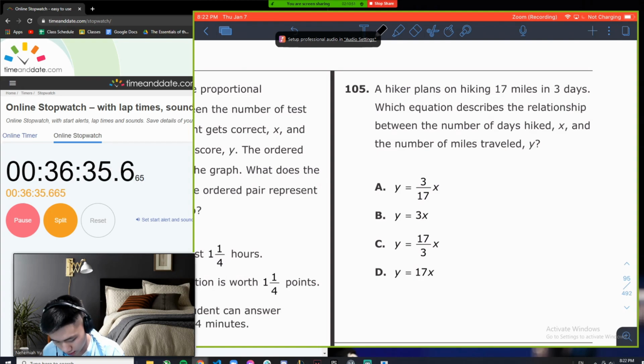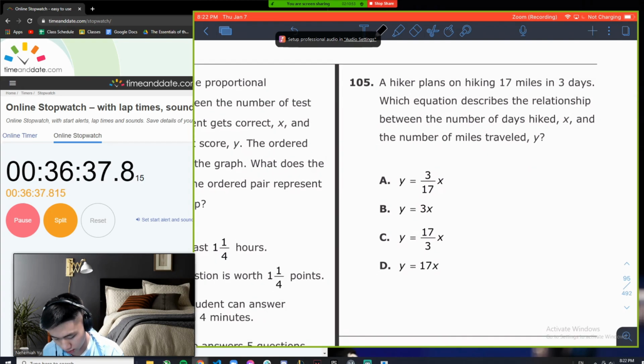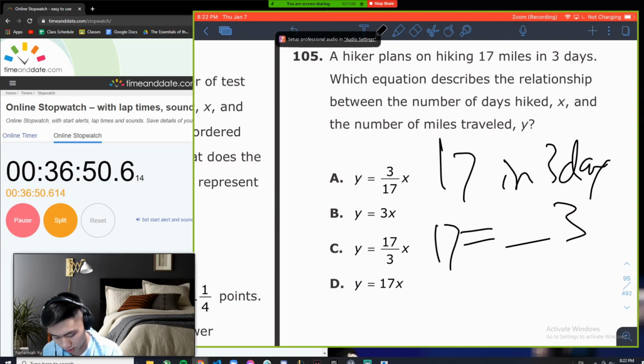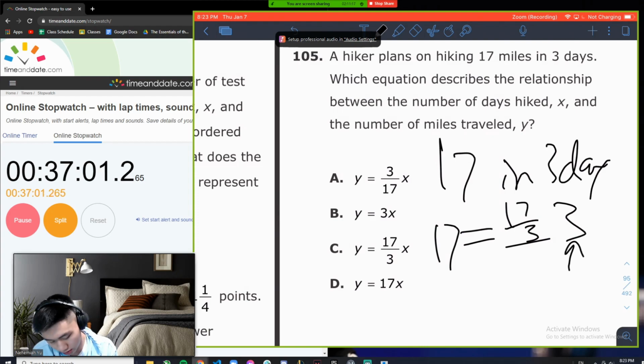Well, X is days, right? So it was 17 miles in 3 days. So it's something times 3 equals 17. So that's 17 over 3. And this is X. So we can just replace it with X, and replace this with Y.